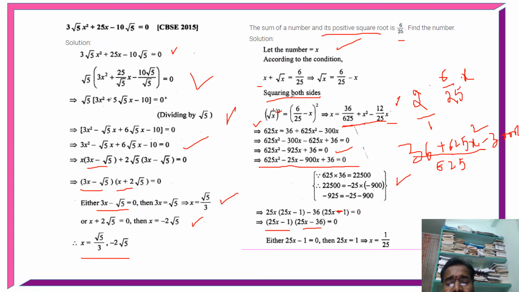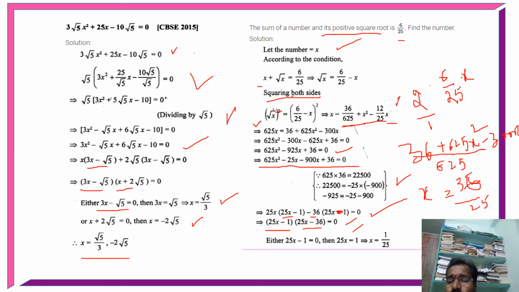So 25 minus x, 25x minus 1 is common. So here 25x of (25 minus x) minus 36 is factorized, so it will become (25x minus 1) equal to 0. If we equate to 0, 25x minus 1 equal to 0, so x equal to 1 by 25. Similarly, if we equate this one, we get x equals 36 by 25. So these are the zeros of the given quadratic equation.